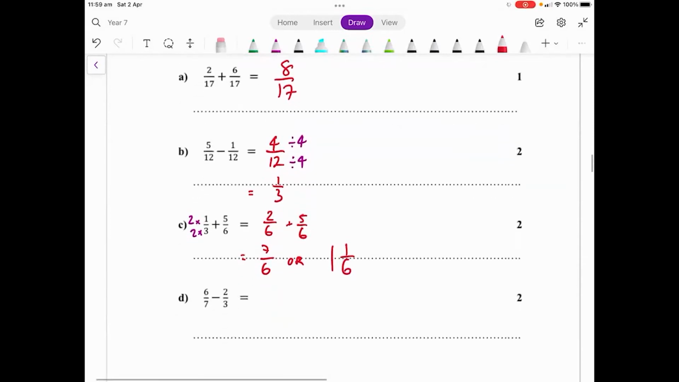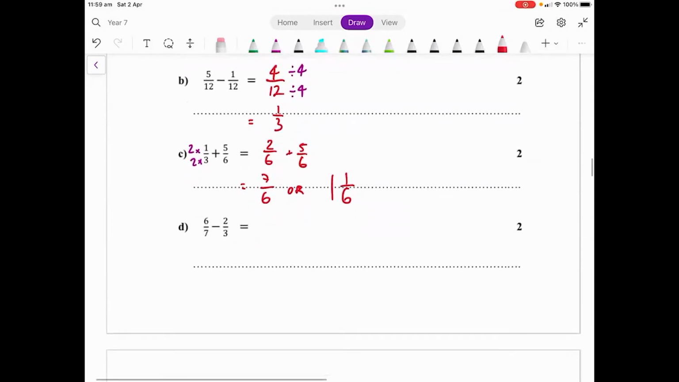Question D, we need to change both fractions. So 6 over 7, I'm going to multiply by 3 over 3. And 2 over 3, I'm going to multiply by 7 over 7. That gives me 18 over 21 minus 14 over 21. Now that the denominators are the same, I just do 18 minus 14. That gives me 4 over 21 as my final answer.